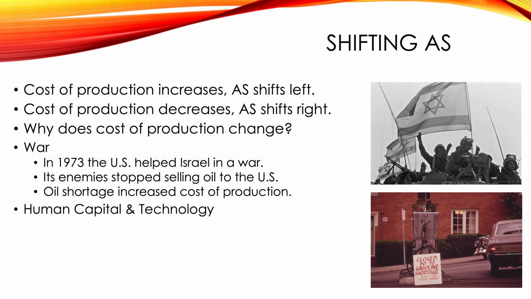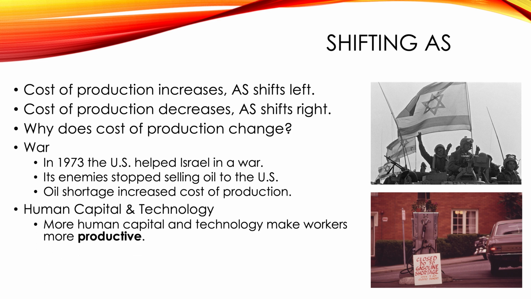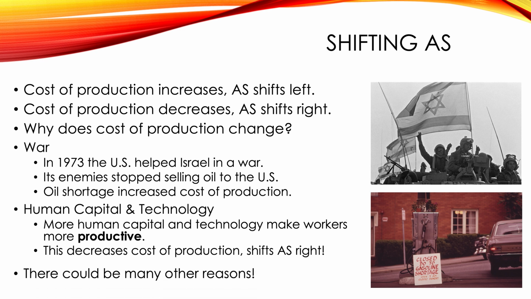On a more positive note, human capital and technology can do the opposite, right? So if there's more human capital, or knowledge and skills, or if technology makes workers more productive, that means that the cost of production decreases, right? If workers are smarter, if they have better technology, if they're more productive, then the cost of production is decreasing, and that's going to shift aggregate supply to the right.